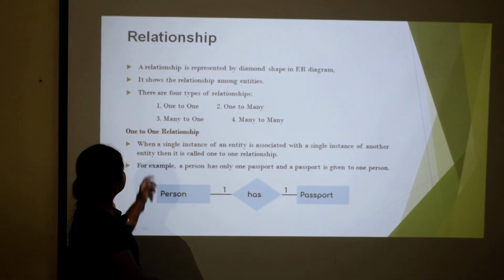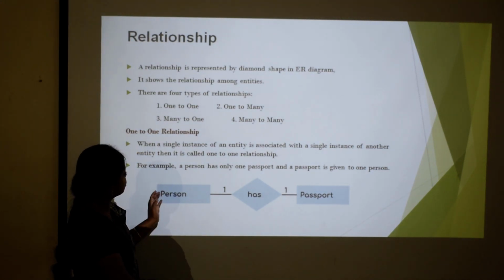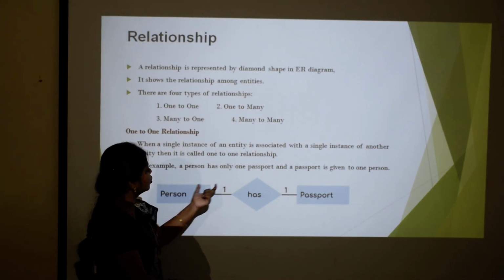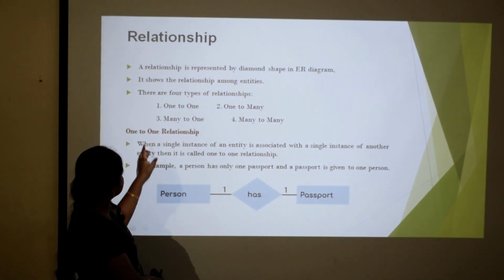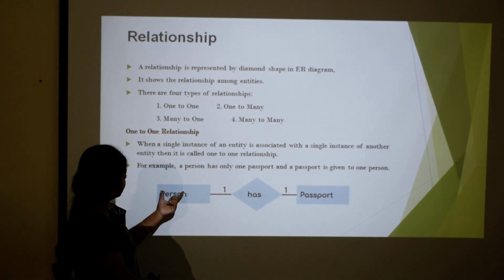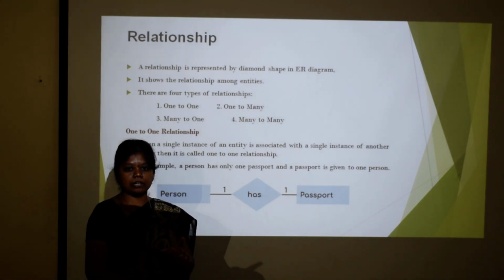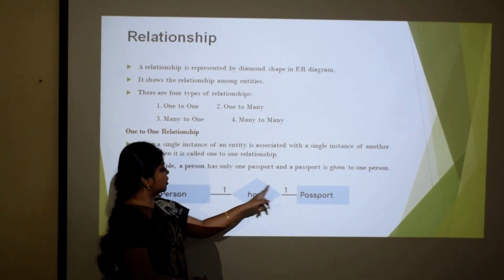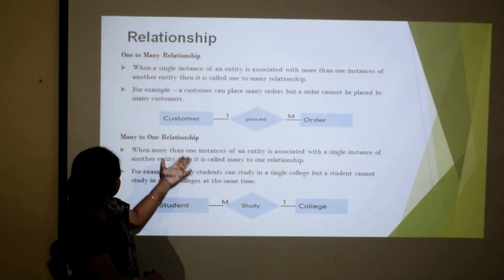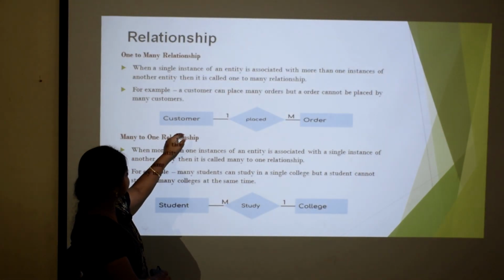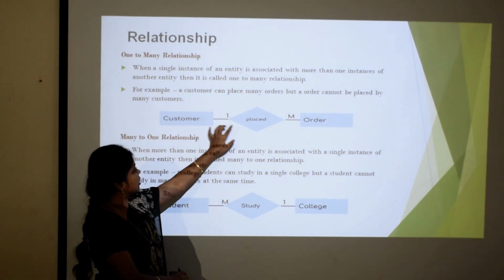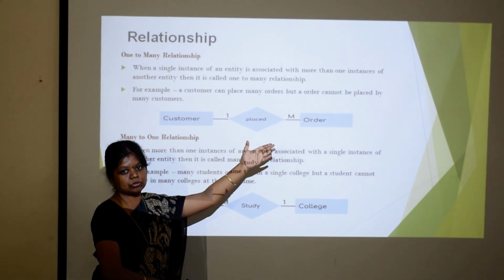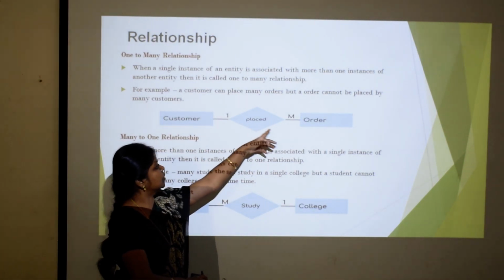And next is the relationship. A relationship tells how you relate one entity to another entity. For example, here is a one-to-one relationship: one person can acquire only one passport. Next, a one-to-many relationship: one customer can place many orders. I can place many orders to a particular company. So that is one-to-many.